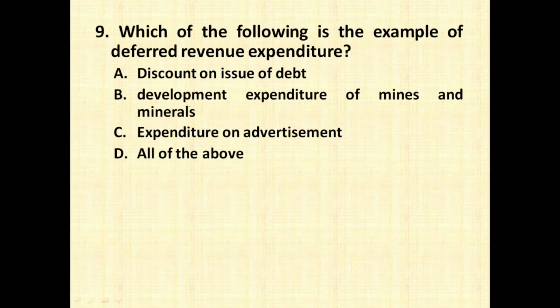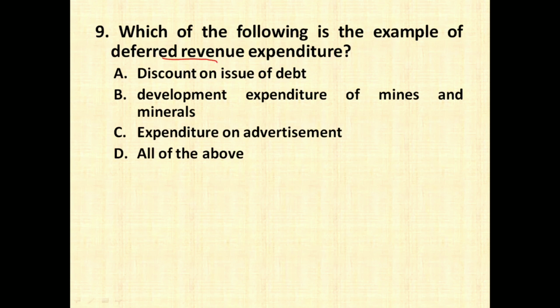The next question is, which of the following is the example of deferred revenue expenditure? Now deferred revenue expenditure is a concept which says that it is a type of expenditure whose benefit can be taken for 3 to 4 years. Revenue expenditure, the benefit expires within 1 year. Capital expenditure, it is for many years, that is 5 years and more we can say usually, and deferred revenue expenditure is for 3 to 4 years.